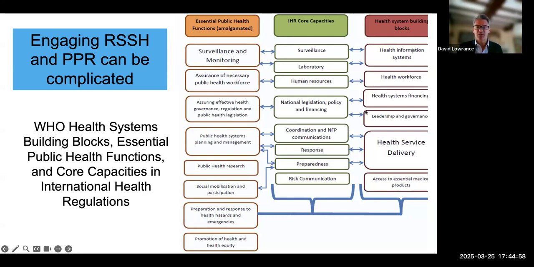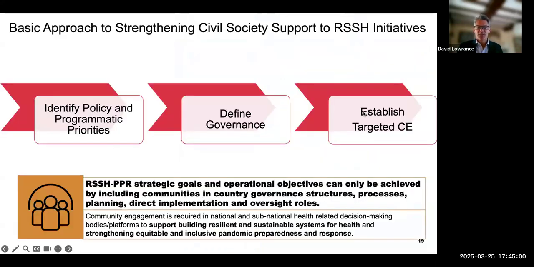So we can move to the next slide. So this is just a really simple and really intuitive stepwise approach to thinking about, first of all, there's so much complexity, but what are the policy and the programmatic priorities? And in some cases, this is going to be, what are the specific public health functions? What are the IHR capacities? What are the health systems that communities are seeing as most important at this moment?